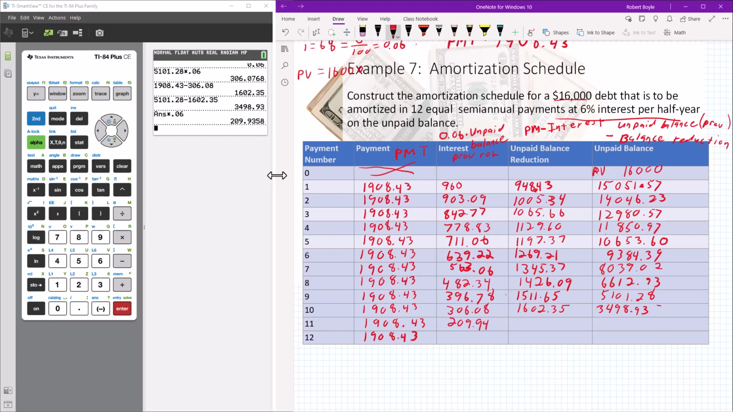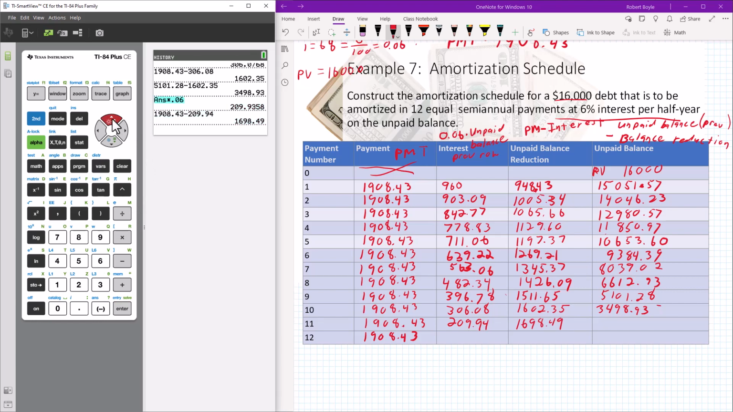Okay, the rest of our payment goes to principal, so that is 1908.43 minus 209.94, and that will give you 1698.49. And then our revised balance is going to be our previous balance, 3498.93, minus our reduction, and that will give us $1,800.44. And we have one more payment left.